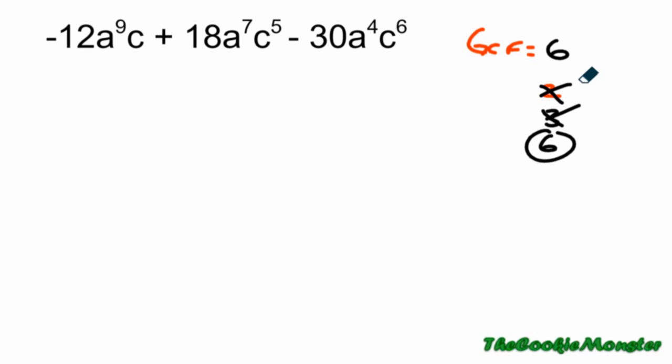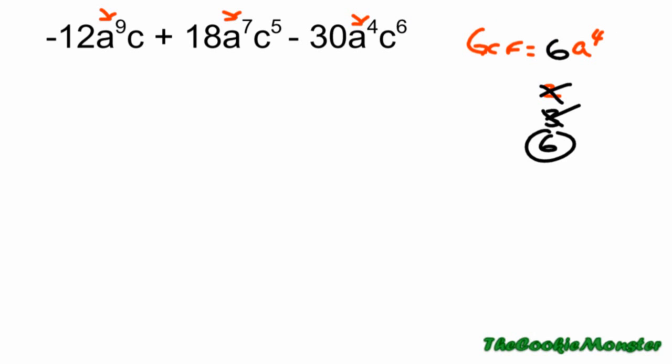You also have a couple of variables, the a and the c. If you look at the variables, the a has exponents of 9, 7, and 4. Which one do we take? In this case, we take the lowest. The lowest exponent happens to be a to the 4th power. So a to the 4th is part of your GCF.